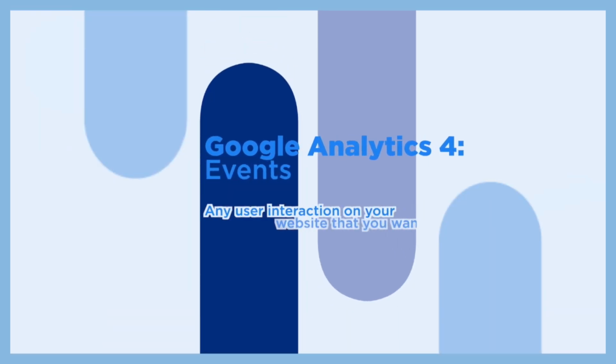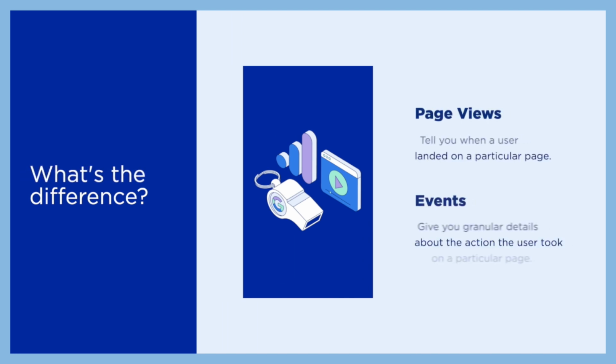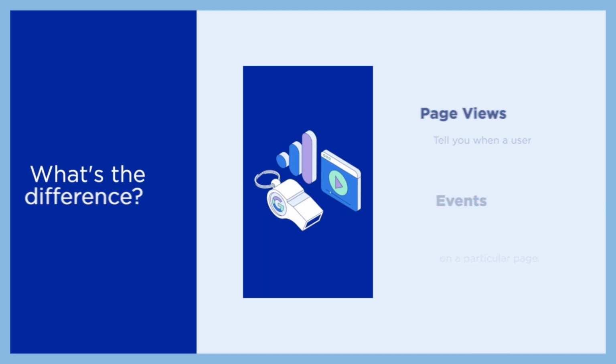In Google Analytics 4, an event is any user interaction on your website that you want to track. This could be anything from clicking a button, watching a video, or filling out a form. Now you might be thinking, don't page views already track user interactions? And the answer is yes, they do, but not in the same way as events. Page views simply tell you that a user landed on a particular page, whereas events give you more granular detail about the actions that a user took on that particular page.